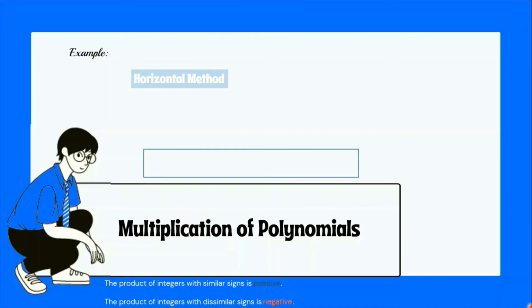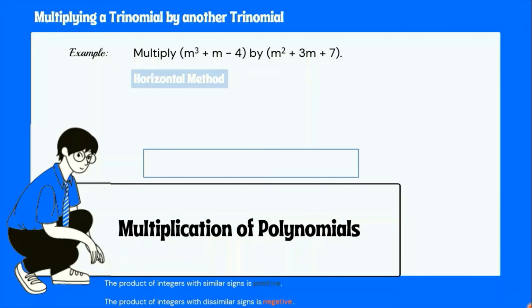Let's have an example under multiplying a trinomial by another trinomial. Multiply m cubed plus m minus 4 by m squared plus 3m plus 7. Unahin muna natin yung ating horizontal method via distributive property. M cubed multiplied to m squared. Combine natin siya sa m cubed multiplied to 3m. And then m cubed multiplied by 7. Pangalawa naman natin na term ng ating trinomial na ito ay m. I-distribute natin dito sa kada term.